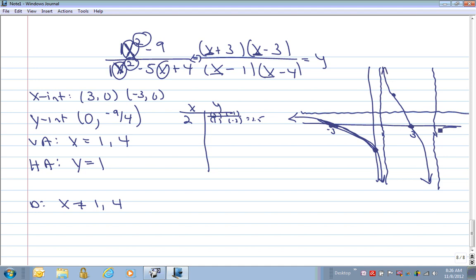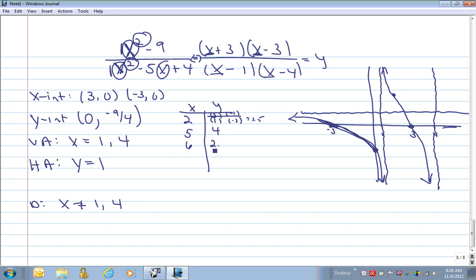Now I need to know what happens on the right side of 4. So I'm going to go ahead and substitute in 5 and 6. To save us a little bit of time, when you substitute in 5, you're going to get 4, and when you substitute in 6, you're going to get 1 and a little bit. So actually, you're going to get 2 and a little bit, point something.